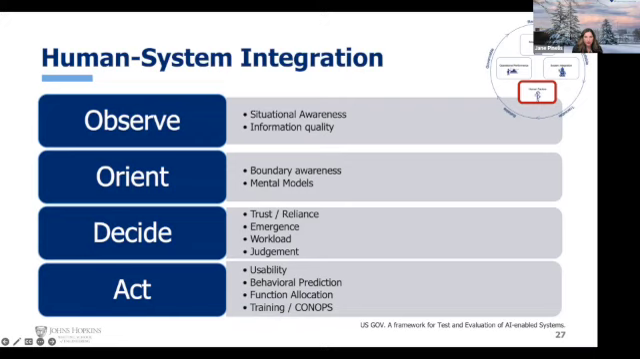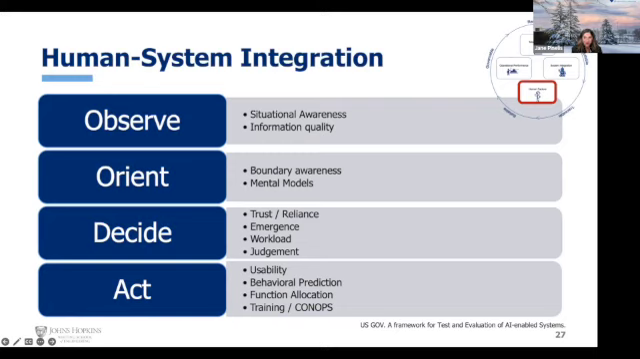If you look at the decide piece, this is where the reliance piece comes in. Will the human adequately rely on the system when it's good for what they're trying to use it for? Things like emergent behavior, both by the system and also by the human. Like if the system is actually helping the human save time, what else does the human do with that time now, right? What are some of those decisions?